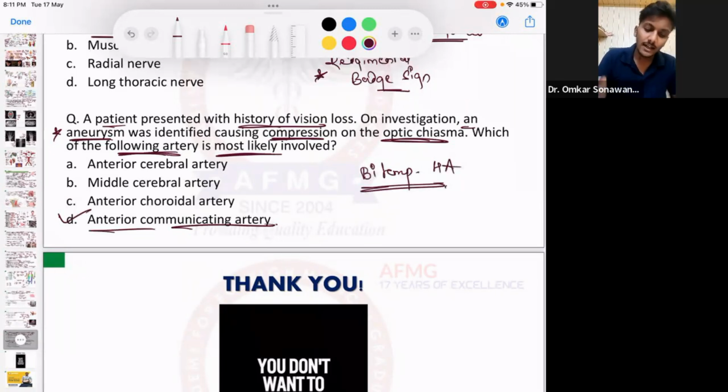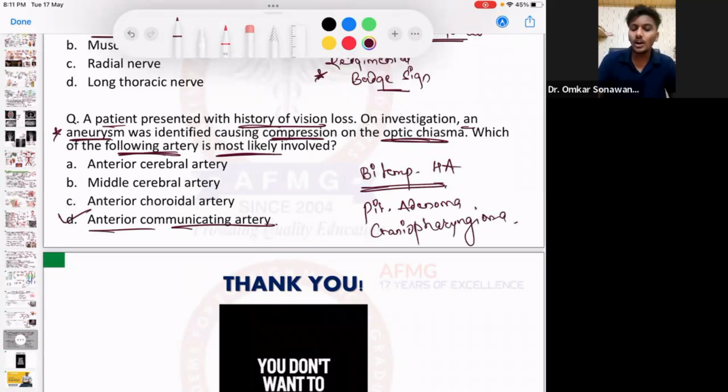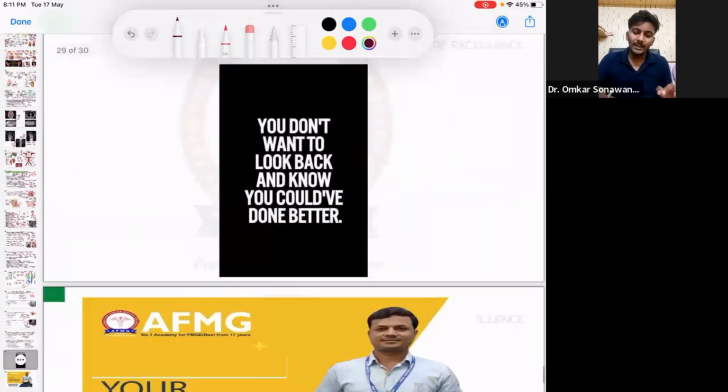No issues with this. It can also be due to a pituitary adenoma or a brain tumor in a child known as craniopharyngioma. These can cause bitemporal hemianopia.